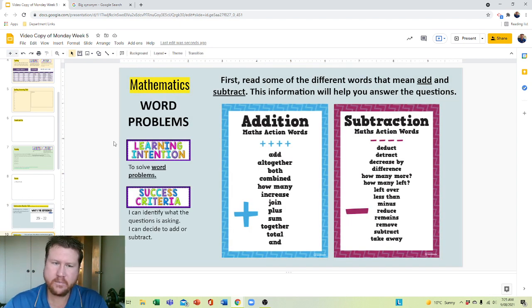Now we're doing word problems similar to what we did with number talk. This is again similar to our synonyms theme. Again, try to broaden the big words, your personal lexicon. The amount of words that you know and use during the day on a daily basis. We're trying to give you more. Now, please, first read some of the different words that mean add and subtract. So, using these words, you will learn how to solve word problems.